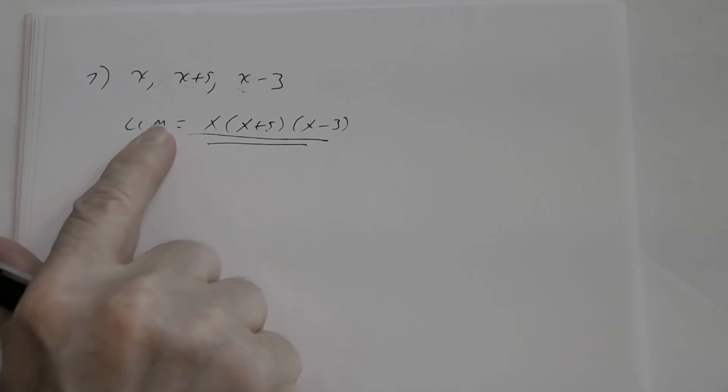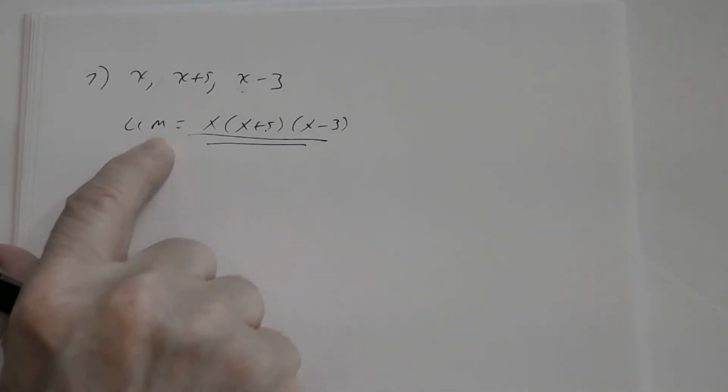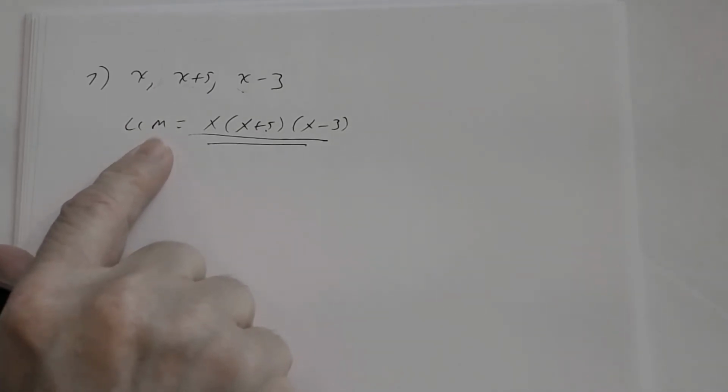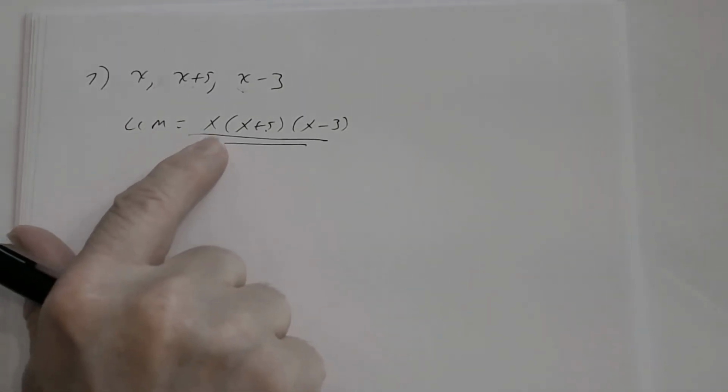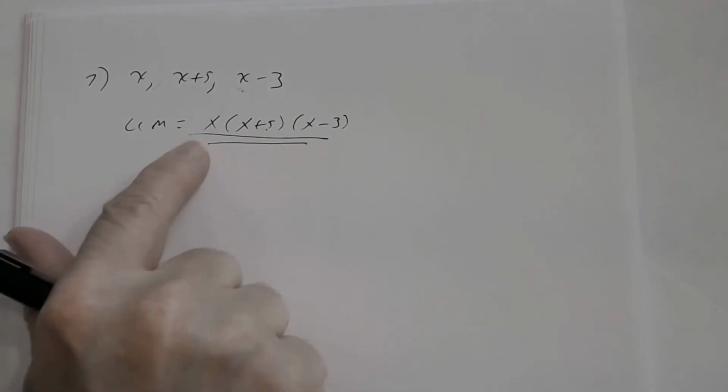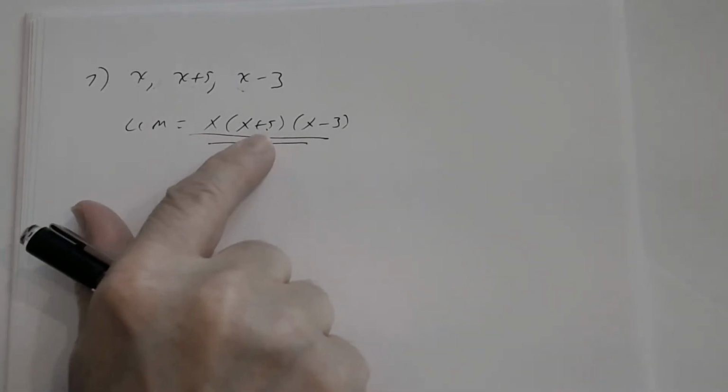So when we talk about the least common multiple in the next lesson, or two lessons from now, then you are going to see situations where it's just a product of factors, and just leave it as a product of factors.